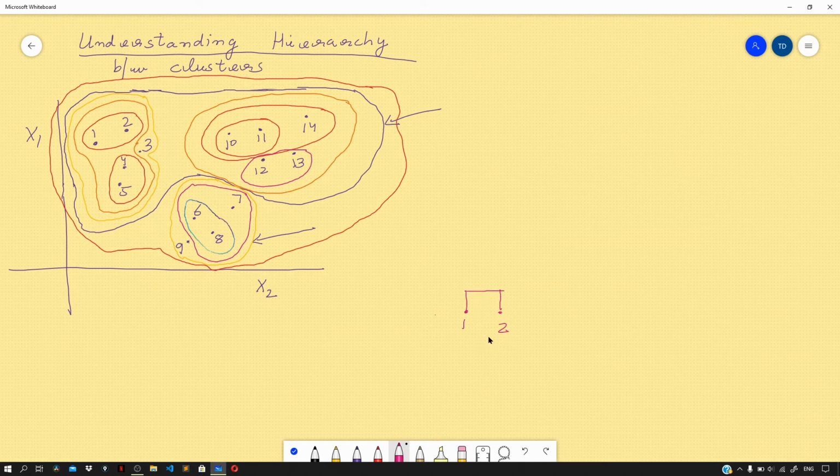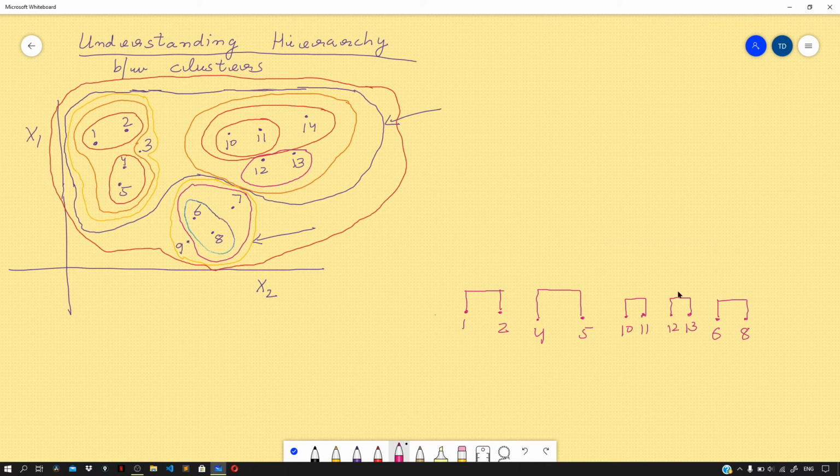Similarly, points 4 and 5, take them and combine them like this. Then let us take points 6 and 8, and combine them to form a new cluster, which you can see here. Then 10 and 11 combine to form a new cluster. So let me take this right here, 10 and 11, combine them and form a new cluster. 12 and 13 likewise also form clusters, so 12 and 13 like this.